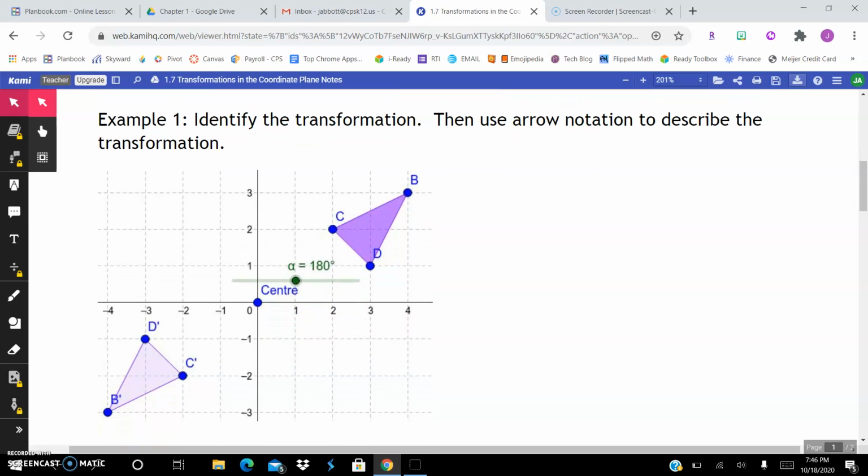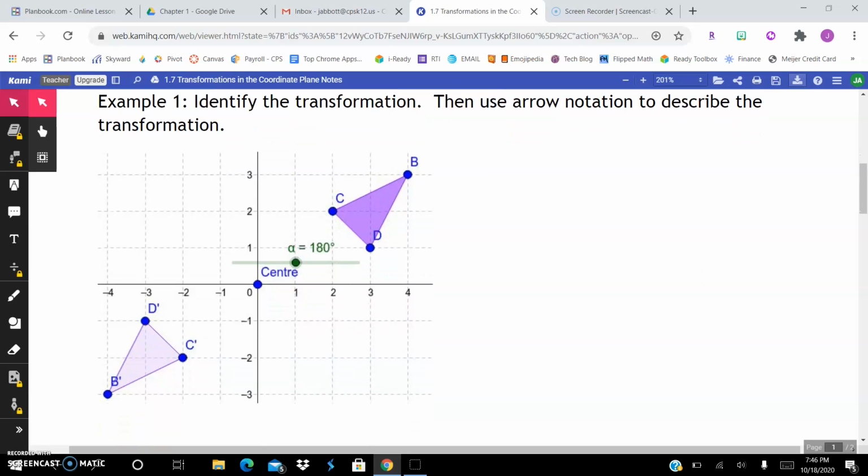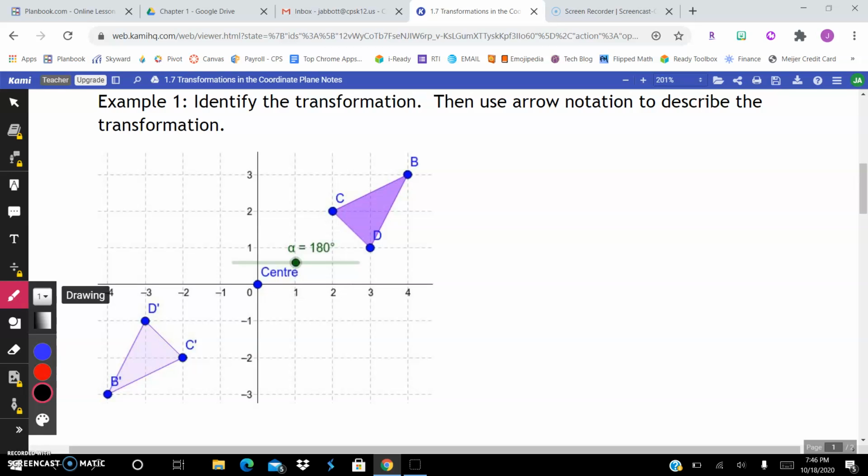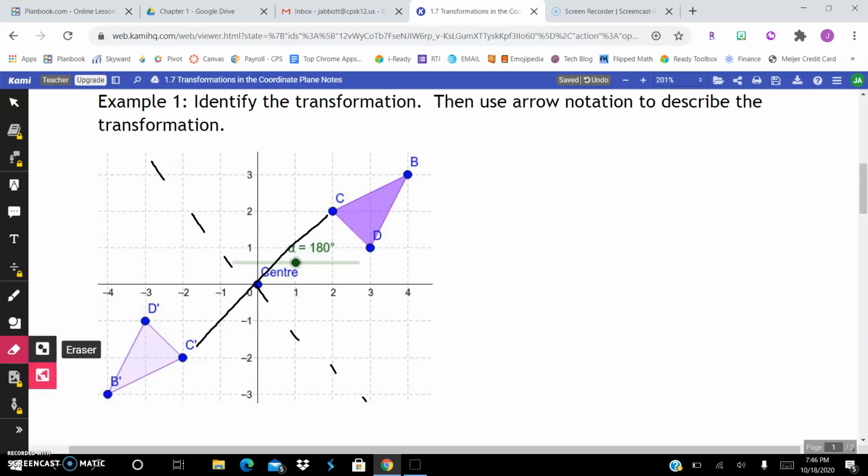So for example 1, it says identify the transformation and then use arrow notation to describe the transformation. Well, if we look at this, it's not a reflection, because if we folded the paper in half along this diagonal line right here, our triangles are going to be close to matching up, but they're not quite. And if you look at the points, the labels C and C prime are across from each other, and that would not happen in a reflection. So it's definitely not a reflection.